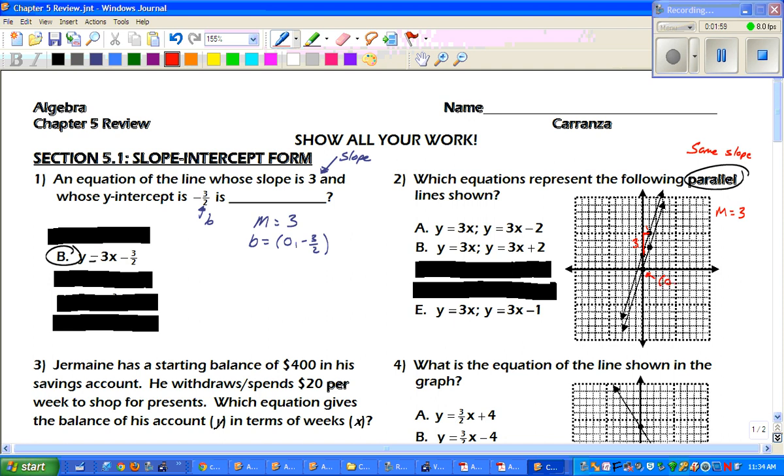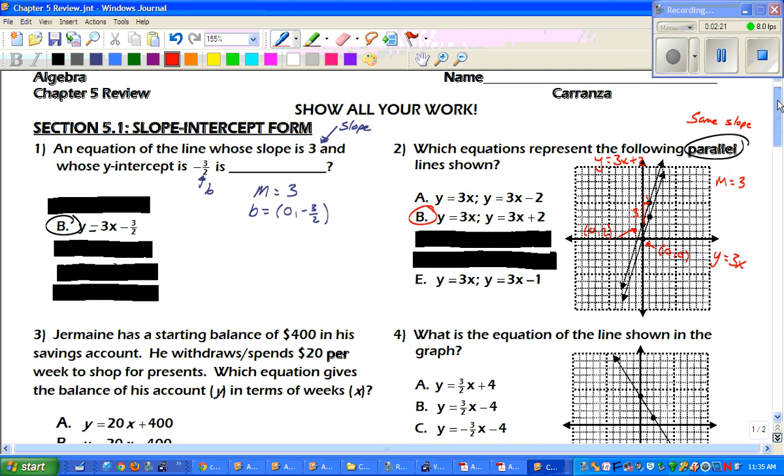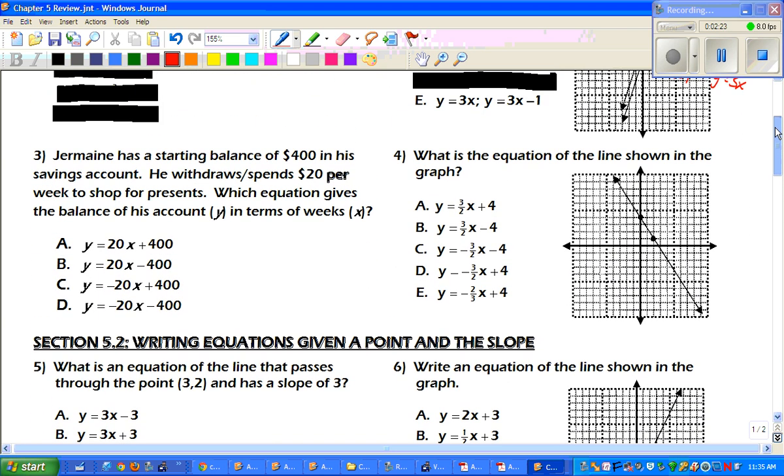That one, our y-intercept is 0, 0, so that equation would be y equals 3x. Now over here, that's at 0, 2, so that equation is y equals 3x plus 2. And that is B. All right, let's move on.